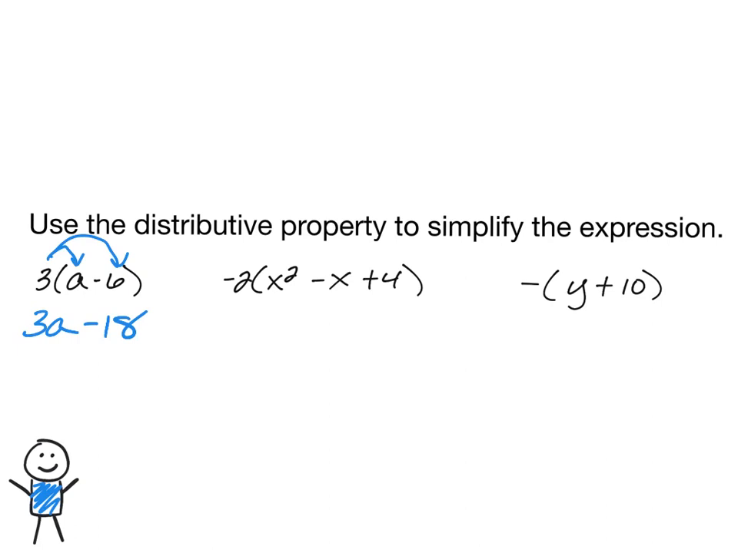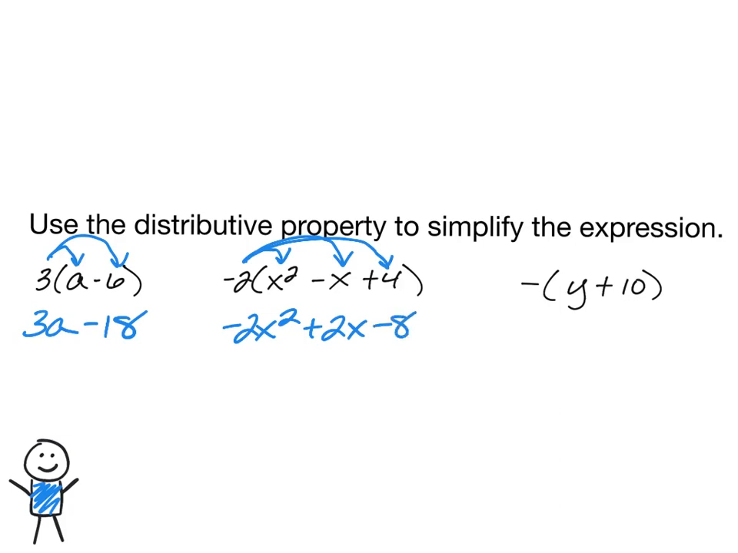Next example has a negative 2 in the front. Let's distribute that negative 2 to each term. Negative 2 times x squared is negative 2x squared. You also have to distribute it to the negative x. Negative 2 times negative x makes a positive 2x. Remember, negative times negative is positive. And the last one is negative 2 times 4, which gives you a negative 8.